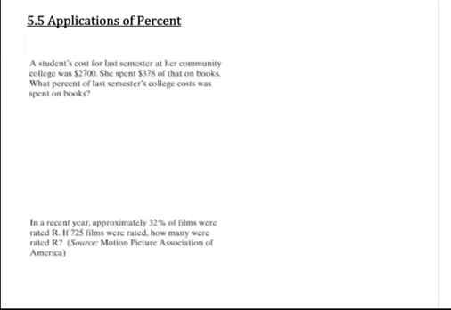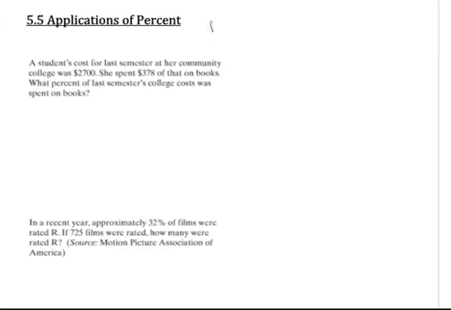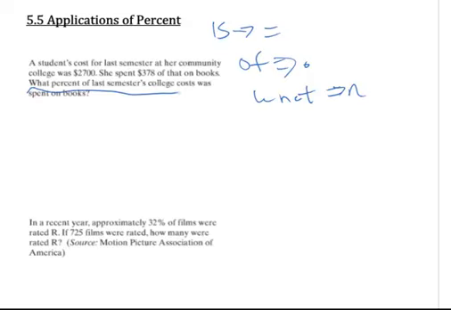Okay, so we're going to use some of those same ideas that we learned in 5.4. Namely that is means equals, of means to multiply, and the word what is my letter N. When I read this last sentence, it says what percent? Okay, so I already know how to get started. This is going to tell me N percent multiplied by last semester's college cost.